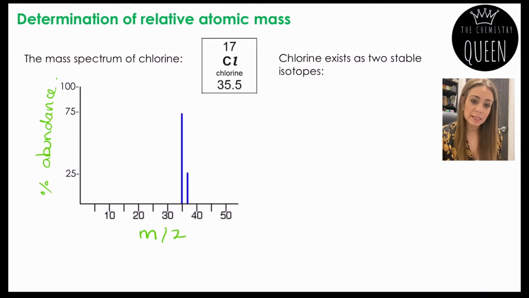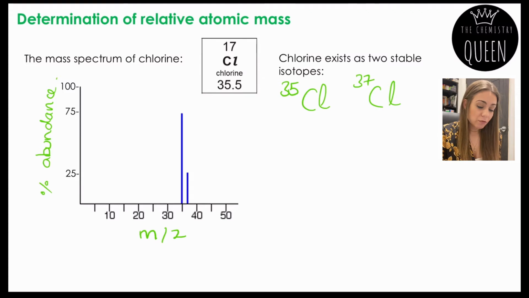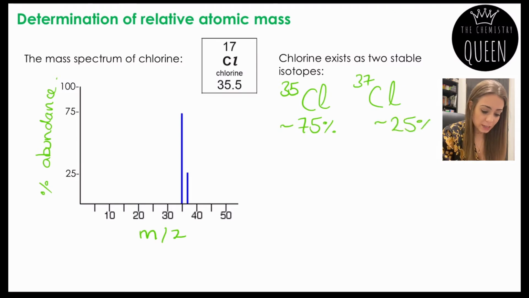Now, chlorine exists as two stable isotopes, and those two stable isotopes are chlorine 35 and chlorine 37. We're going to be looking at the mass spectrum in a second, but as a rough percentage, I already know that approximately 75% of chlorine atoms will have a mass of 35 and 25% will have a mass of 37. We're going to look at how the mass spectrum confirms that in a second.